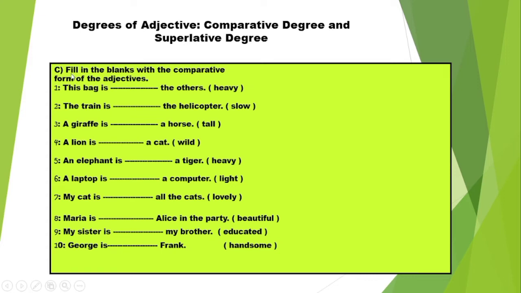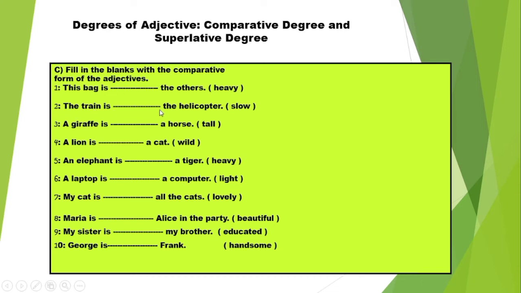So here we have an activity: fill in the blanks with the comparative form of the adjective. This bag is dash than the others. If you remember, we used than when there is a comparison between two things, and we convert the positive degree into comparative by certain changes. So here we have heavy. Heavy ends with y. If you remember, we discussed that y becomes i and er is added. So this bag is heavier than the others.